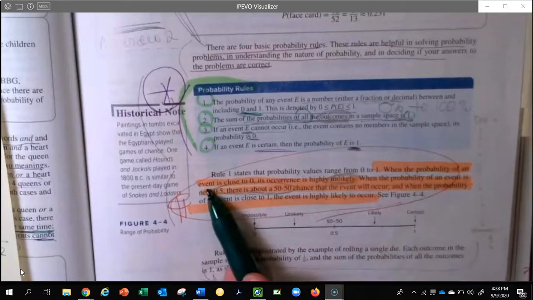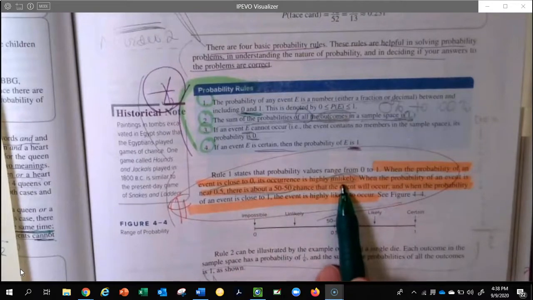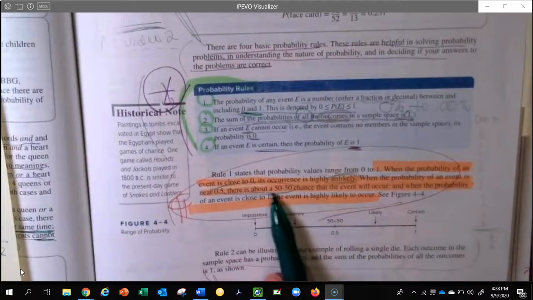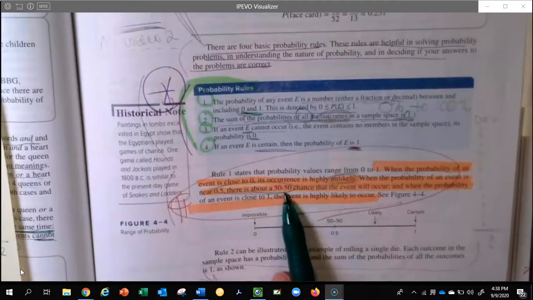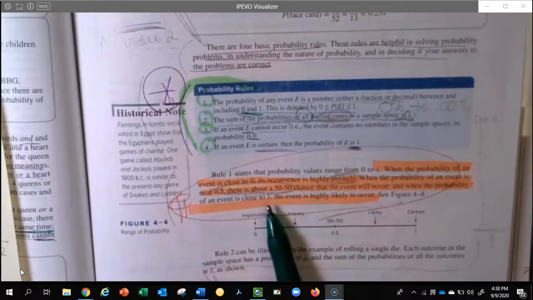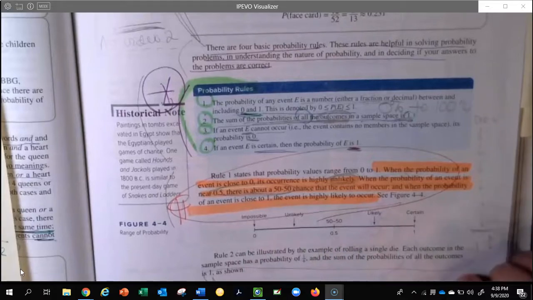When the probability of an event is close to 0, its occurrence is highly unlikely. When the probability of an event is near 0.5, there's about a 50% chance that the event will occur. And when the probability of the event is close to 1, it is highly likely. And they give us a nice little chart.